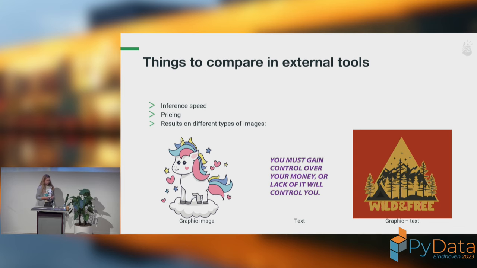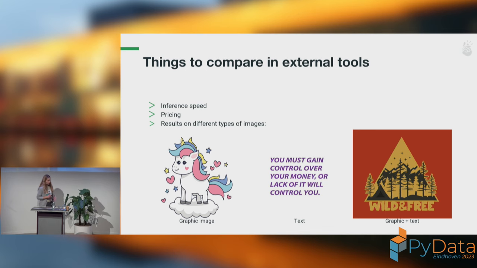Well, we definitely want to know what the inference speed would be like, what's the pricing of those tools, and the results should be measured on different types of images that we have in our system. So one of them would be the graphic image, something like a human, a forest, some kind of object, no text. Then the text alone, so it will be only textual information. And there is a combo of both, which is quite popular if you go on Etsy, for example, and search for, I don't know, Python t-shirts. You're most likely going to stumble upon a logo, then "I love Python", let's say.